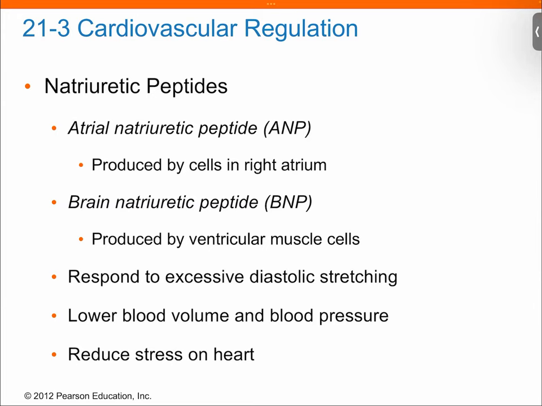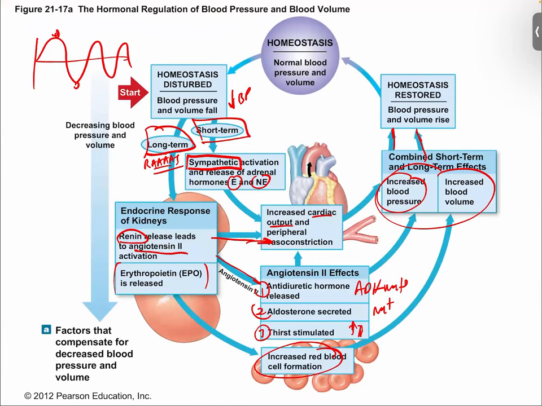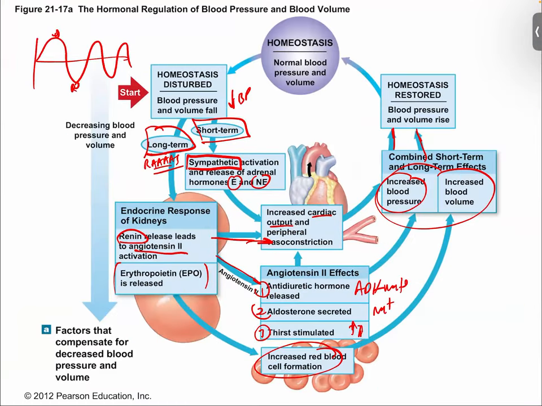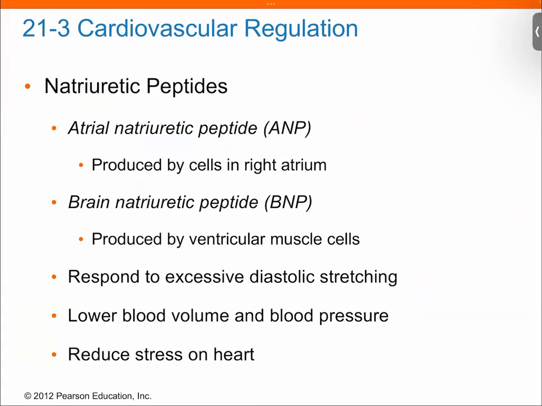So let's take a look. So these are basically designed to take you from the trough. So RAS is down here at the trough. So who's at the peak? The peak response is ANP and BNP. So those are the peak responders right there. So that's what these guys are.